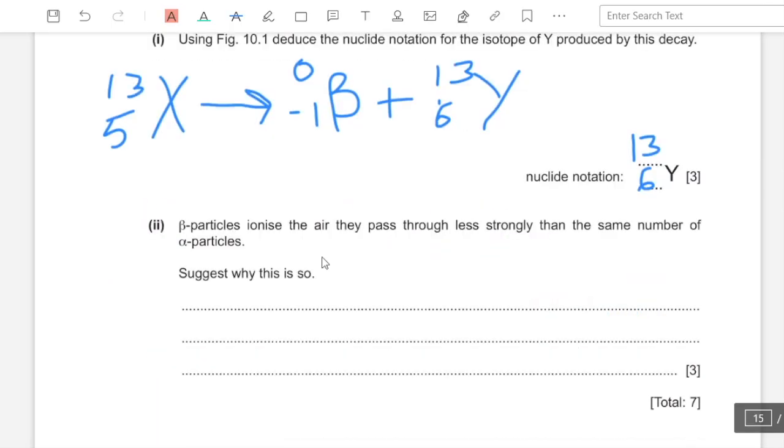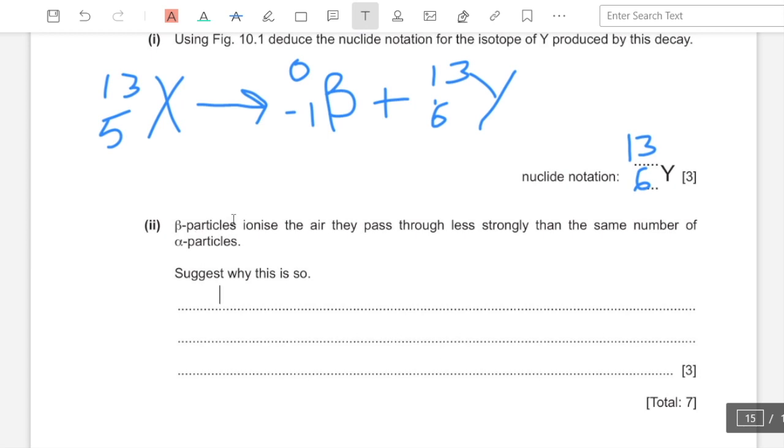2. Beta particles ionize the air as they pass through less strongly than the same number of alpha particles. Suggest why this is so. So alpha particles are basically 2 protons and 2 neutrons, which means alpha particles have a higher charge than beta particles, which have only a charge of -1. So 2 plus is greater than 1 minus, and they also have a heavier mass because protons are heavier than electrons, and also alpha particles have 2 protons and 2 neutrons, which makes them much heavier. They have a greater charge, heavier mass, and also greater energy due to their greater mass.